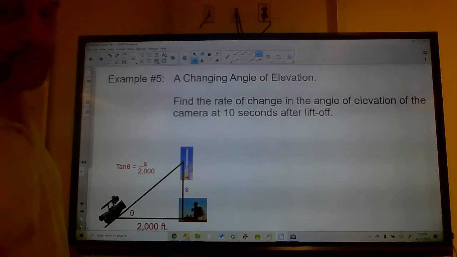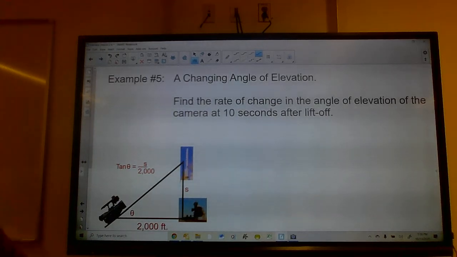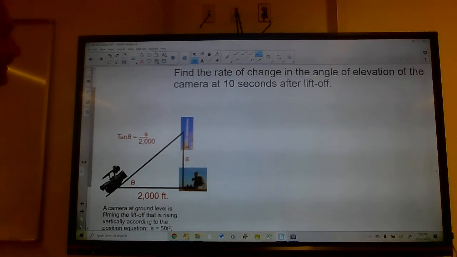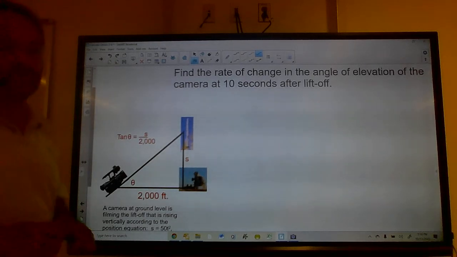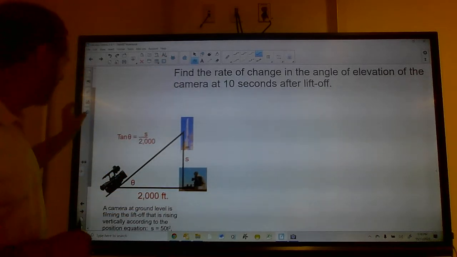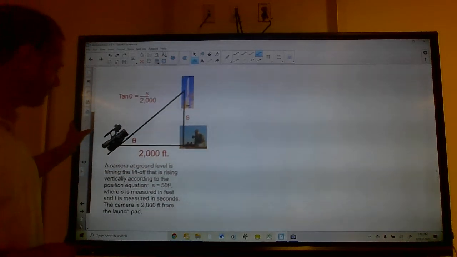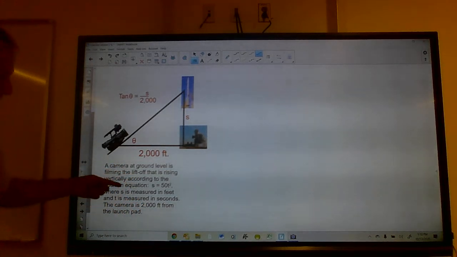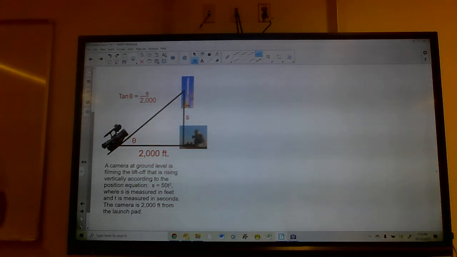Okay, changing angle of elevation. This is one of the tougher ones here. Find the rate of change in the angle of elevation of a camera at 10 seconds after liftoff. Here's something you need to make sure that you do in these problems. A lot of times the problem does not give you all the information. They'll have a picture similar to this, and they'll have other information down here in the caption to the picture. And that's the case on this particular one. If you're looking in the example, there's not enough information in the problem to solve the problem.